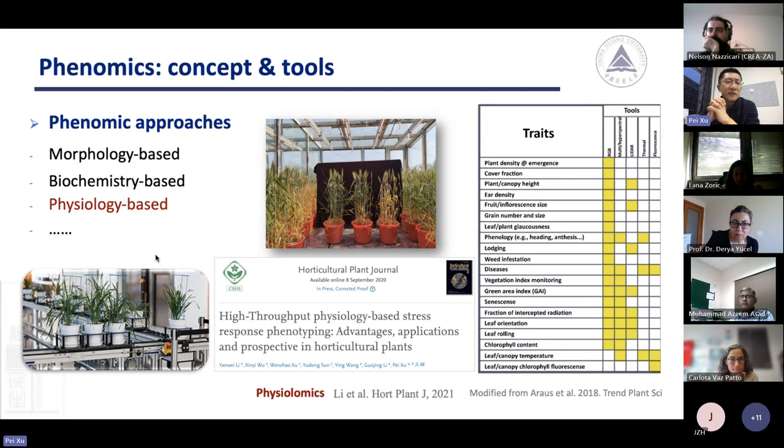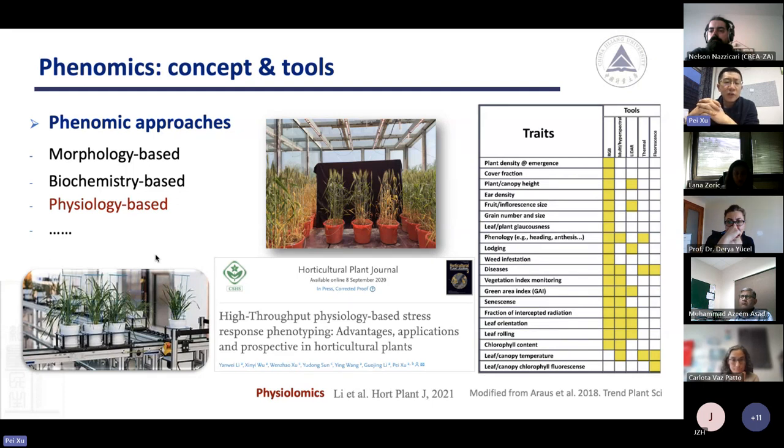So let me introduce the phenomics concept and the tools. Phenomics is the omics of phenotyping. As we all know, there are different types of phenomic approaches, like morphology-based, using cameras or spectrum or even satellites or drones. And also there are biochemistry-based phenomic approaches using some instruments like GS. And here today, my topic will be focused on the physiology-based phenotyping using high-throughput physiological phenotyping systems.